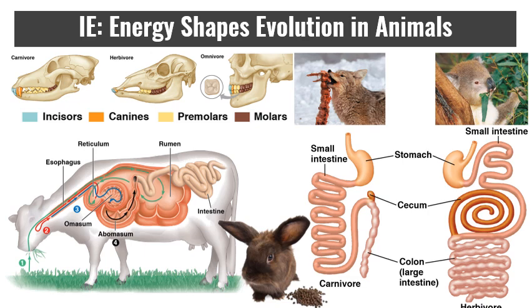Okay, obviously, we also have energy shaping of evolution of animals. The shape of your teeth can give you a lot of information about the type of food your ancestors ate. The more flat teeth, the more herbivorous, the sharper tearing teeth of the carnivore, or something like humans, where we have both because we are omnivorous.